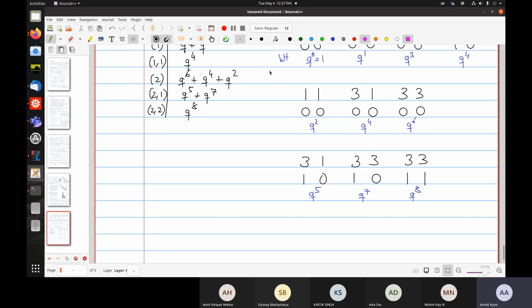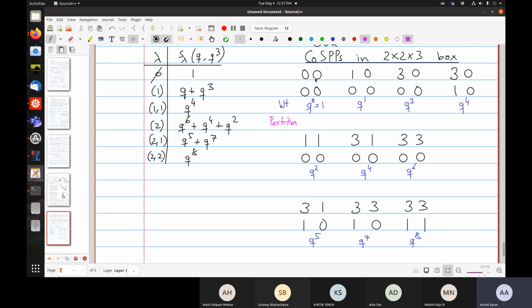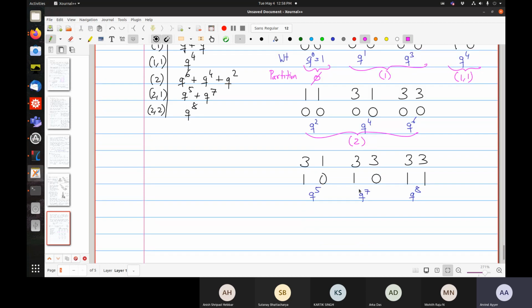And here let me write the partition. So this is the empty partition. We look at the non-zero entries. So this is the empty partition. In these two there is one non-zero entry. So this is the partition 1. This is the partition 1, 1. These three are the partition 0 to 2. These two are the partition 2, 1. And this is the partition 2, 2.